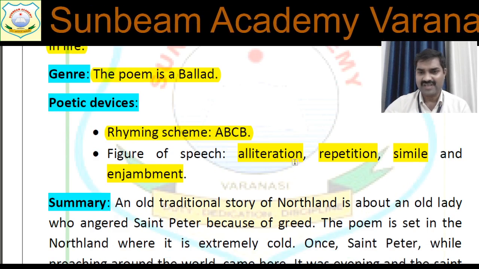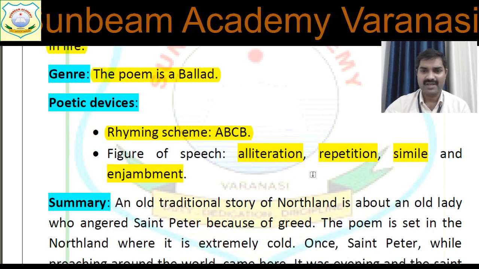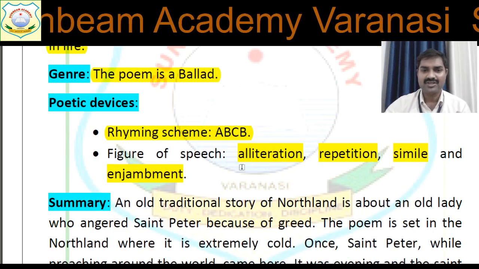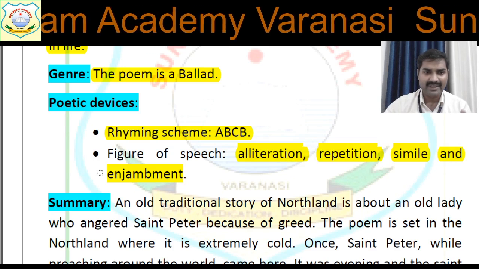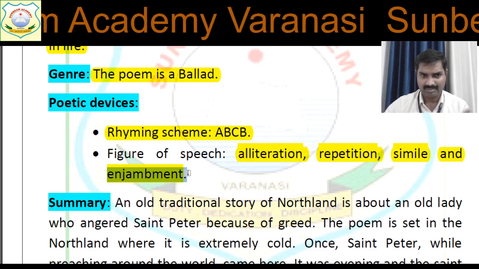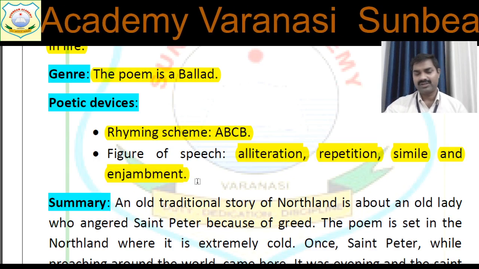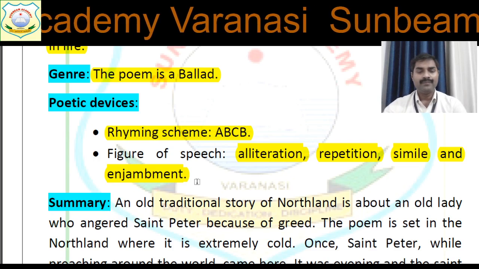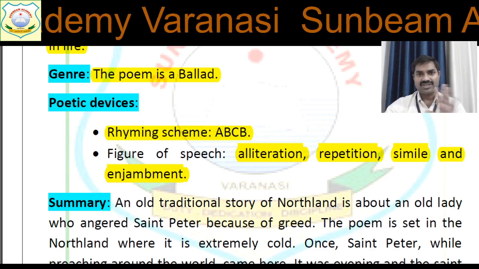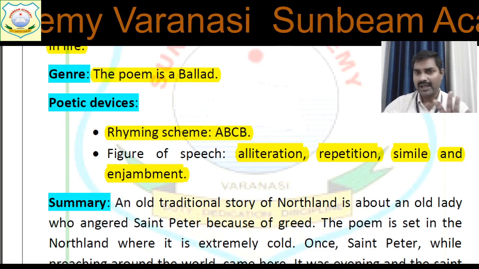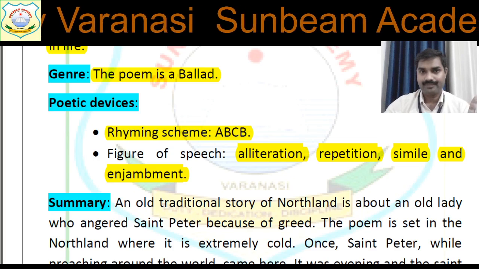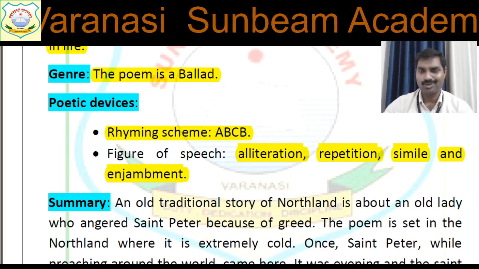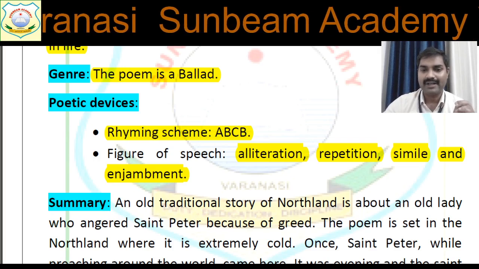Figures of speech include alliteration, repetition, simile, and enjambment. These things I think you know very well. We have discussed them in the previous class. Enjambment is a new figure of speech, a poetic device for you. It means where stanzas are not in any proper order or where there is no punctuation. Just understand simply: where there is no punctuation, it is called enjambment.